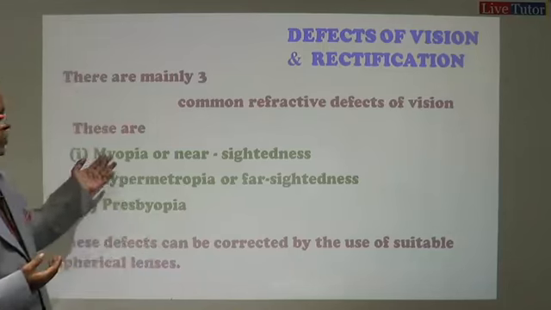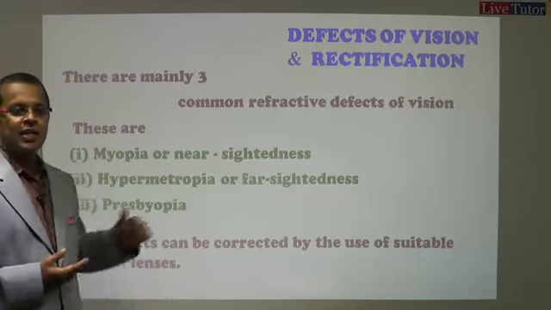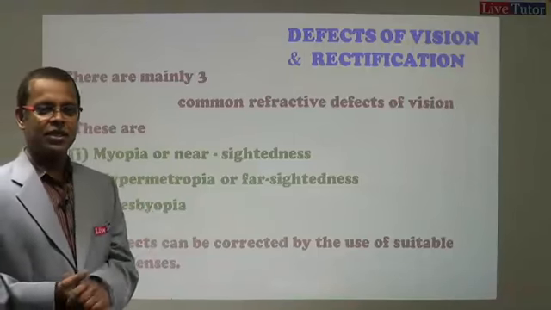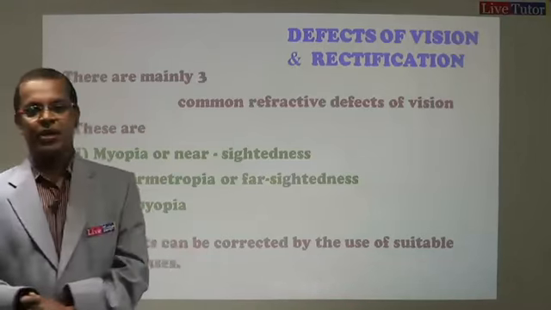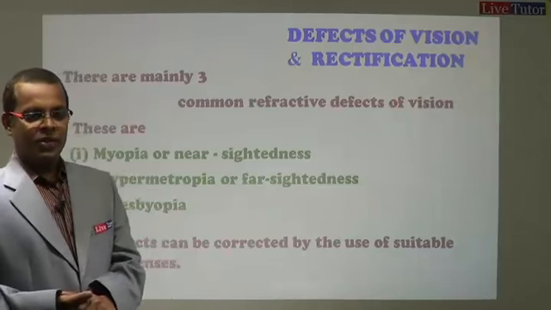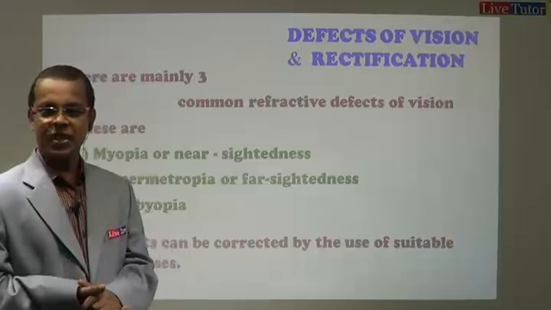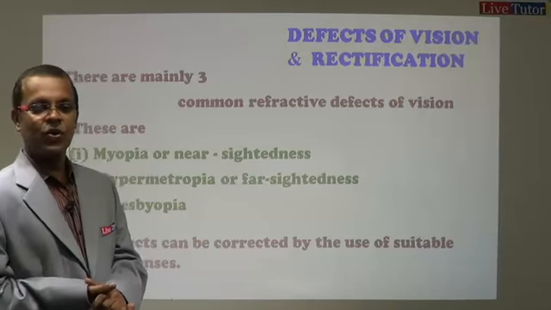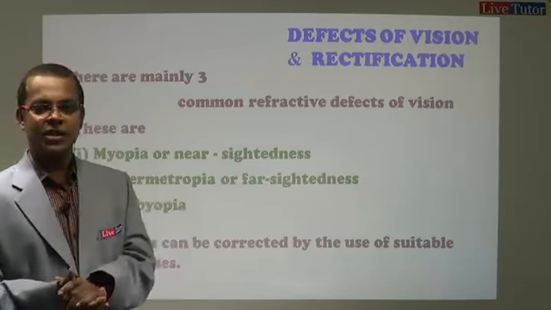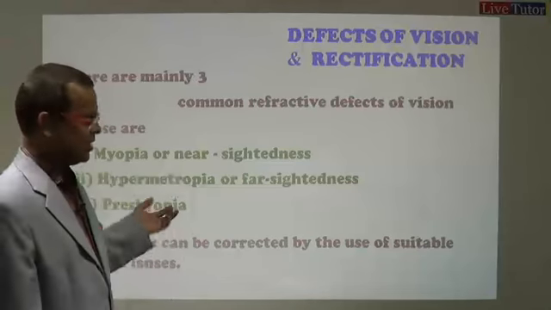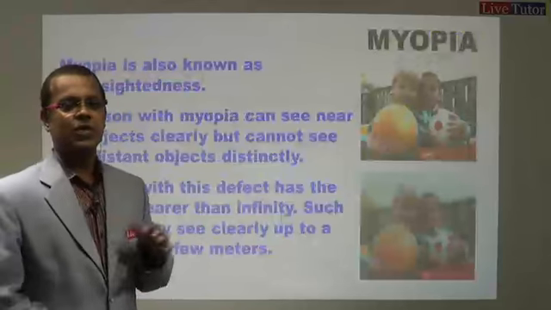So the first one is myopia, nearsightedness. The second one, hypermetropia or farsightedness. The third one is presbyopia. So we have seen that the eye lens is also like a convex lens, isn't it? So these defects can also be corrected if you are wearing suitable lenses, spherical lenses, isn't it? Let us see the first one.